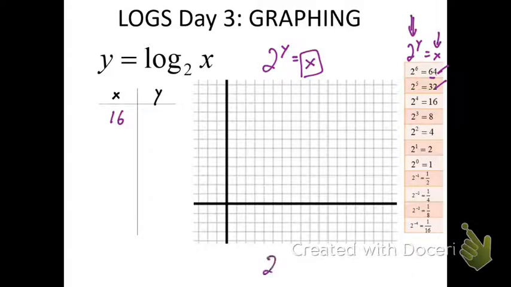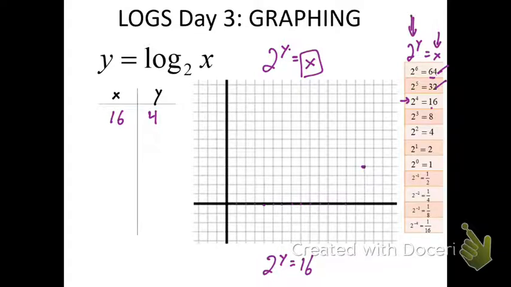So if you have 2 to the y is equal to 16, what should y be? Well, if it's 16, y would be 4. So 16, 1, 2, 3, 4, 5, 6, 7, 8, 9, 10, 11, 12, 13, 14, 15, then up 1, 2, 3, 4. So there's my first point, 16, 4.